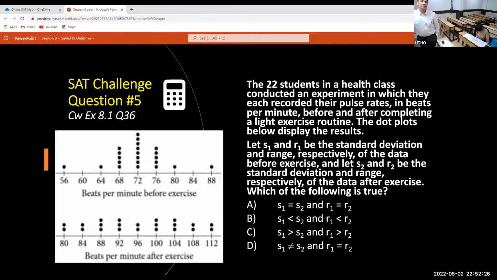But are standard deviations the same? No, they are not the same. Standard deviation of set 2, beats after exercise, would be higher than A. But they say ऐसा कुछ दिख नहीं रहा है. If you look at D, it says S1 is not equal to S2. Yes, this is true. So answer is not A but D.